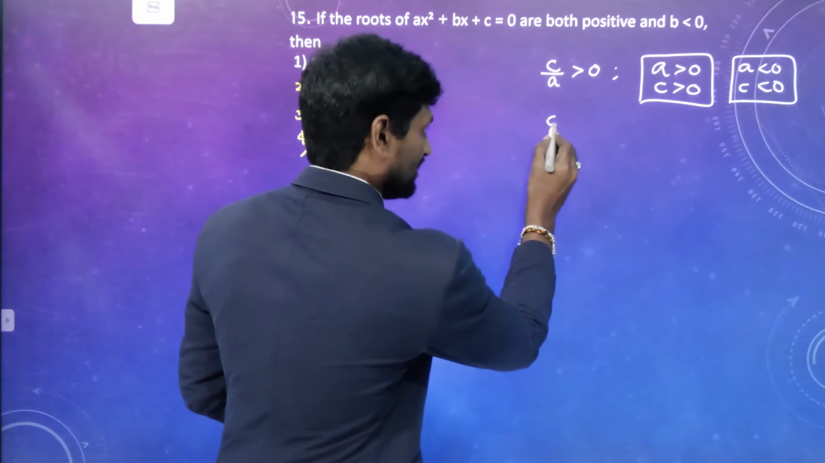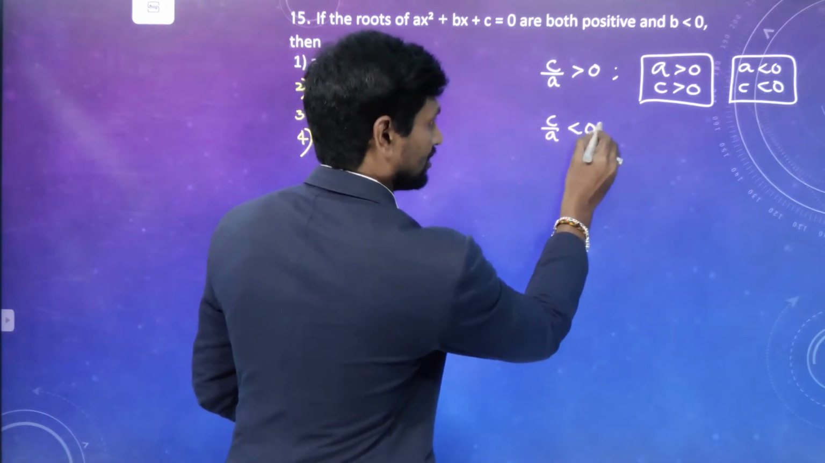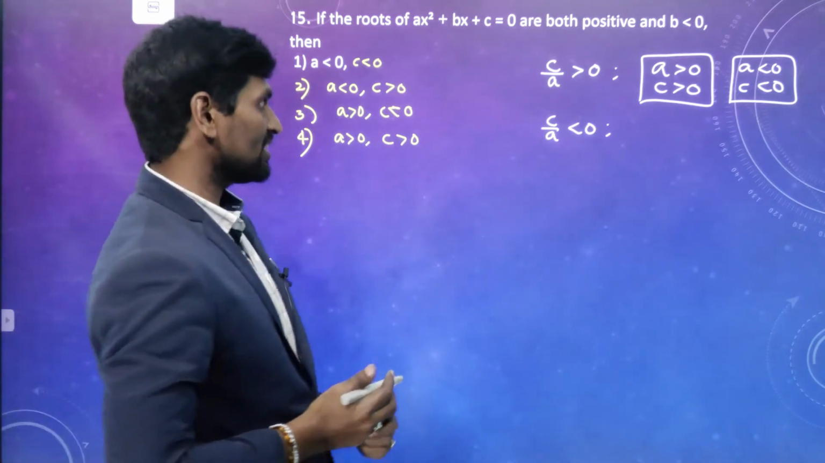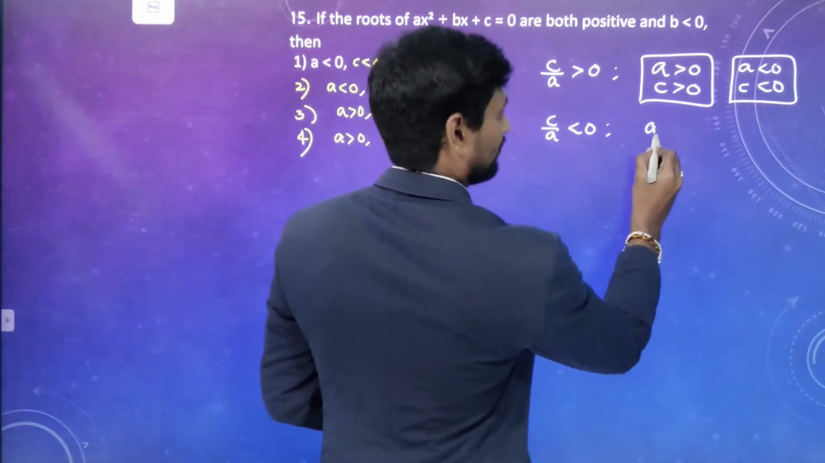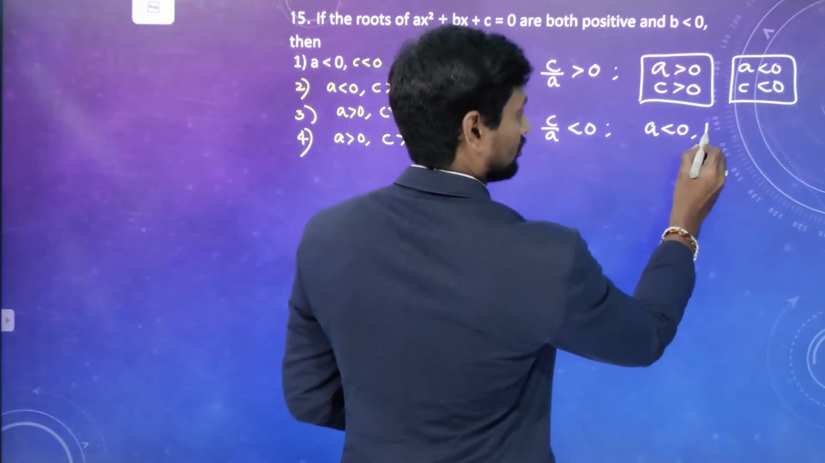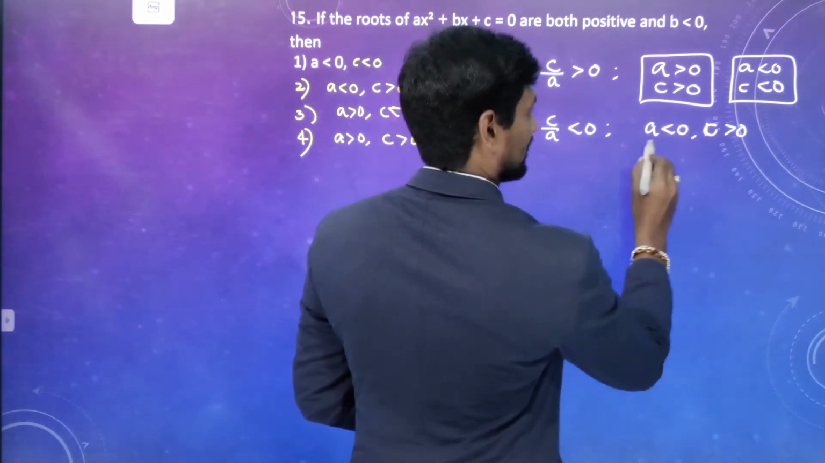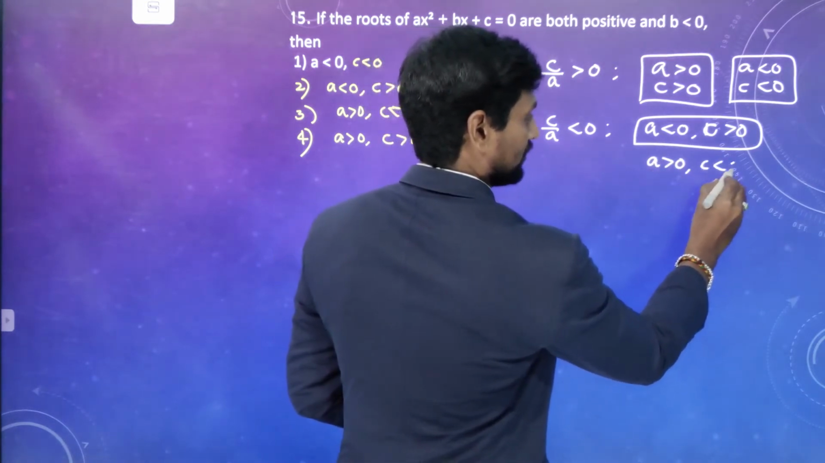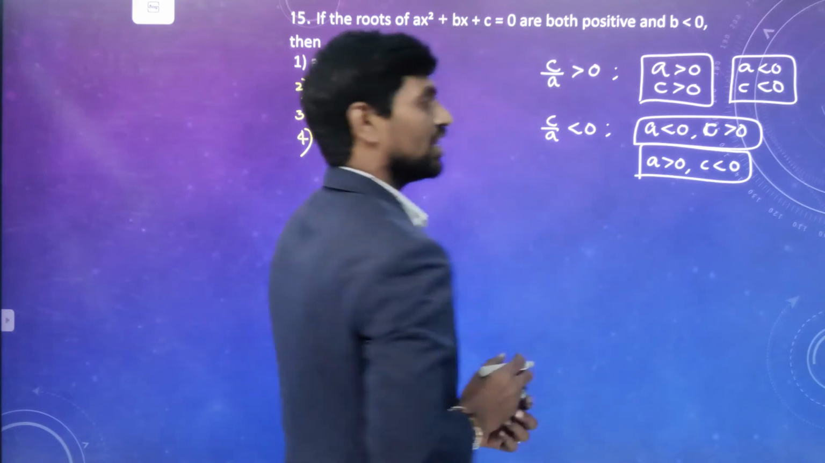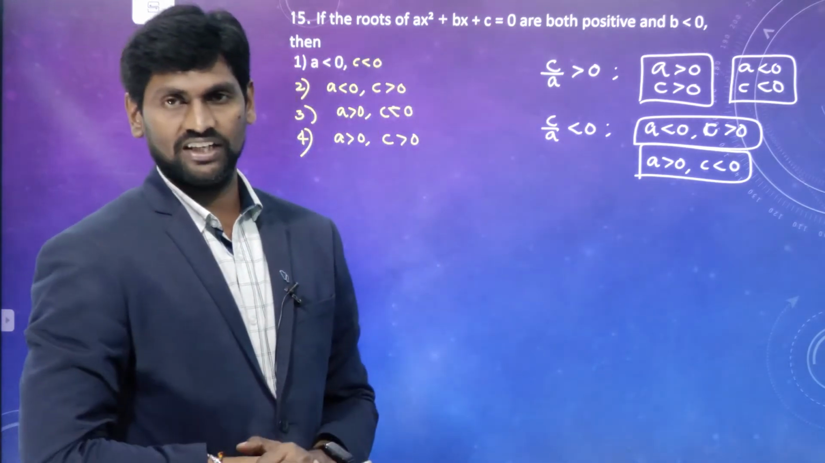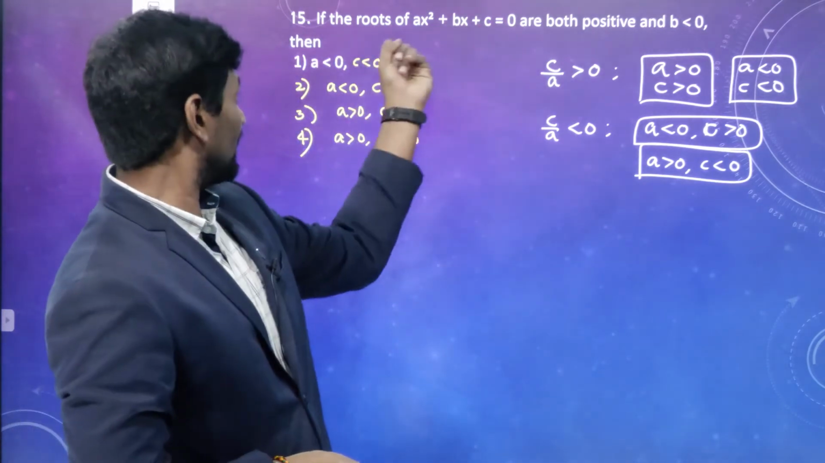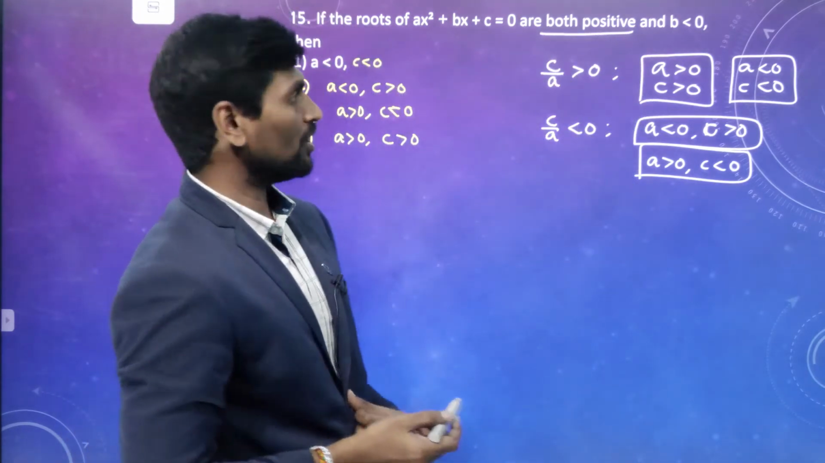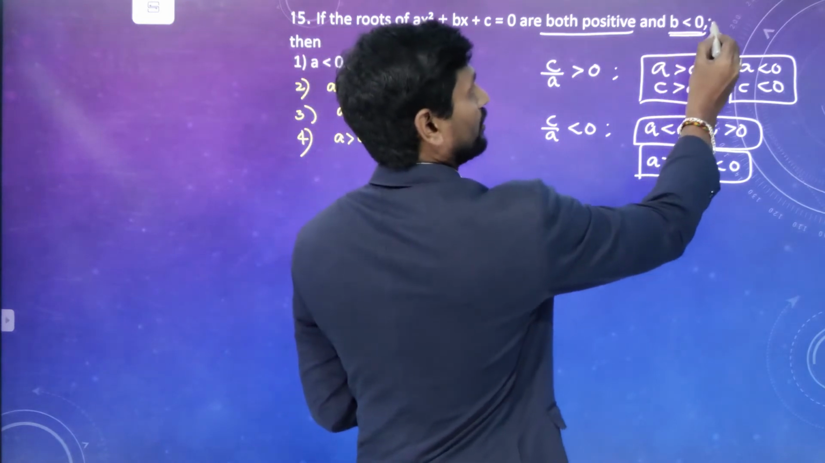In case c by a value is less than 0, a and c have opposite signs. That means if a value is less than 0, c value is greater than 0, first condition. And if a value is greater than 0, then c value is less than 0. We have already discussed in our previous classes, right? Yeah, here clearly given that both roots are positive and b value is less than 0.